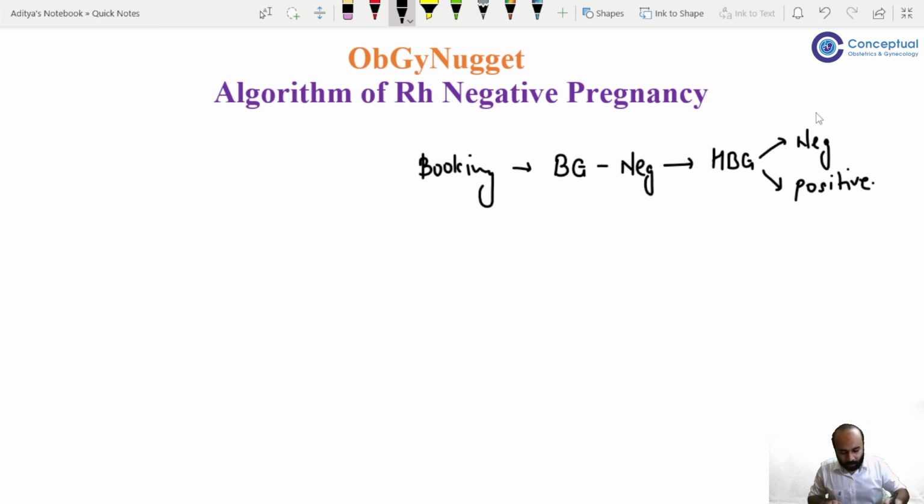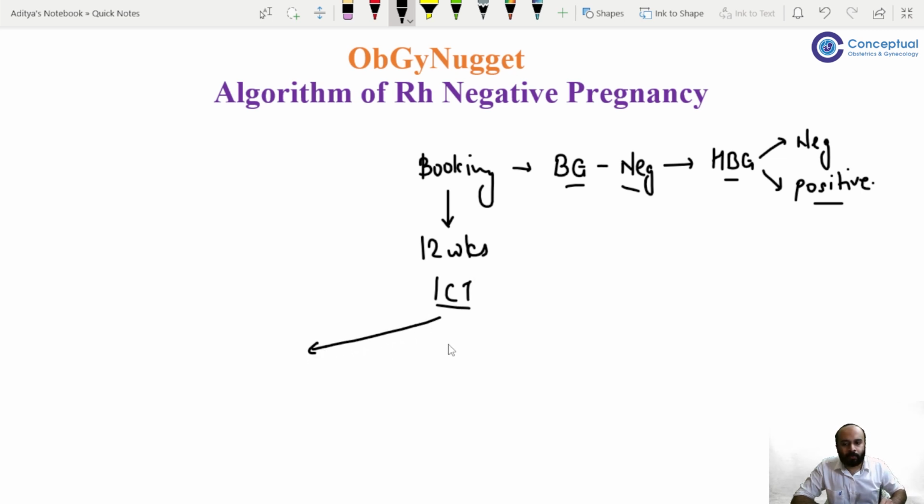So coming back, once she comes to me at the point of booking, and I get to know that her blood group is negative and the husband's blood group is positive, then either immediately or ideally at 12 weeks, I shall be asking her to do a test called ICT. ICT is the indirect Coombs test. This indirect Coombs test is going to just detect if there are any antibodies present inside that female's blood. When I do the ICT, obviously I am going to have two possible reports.